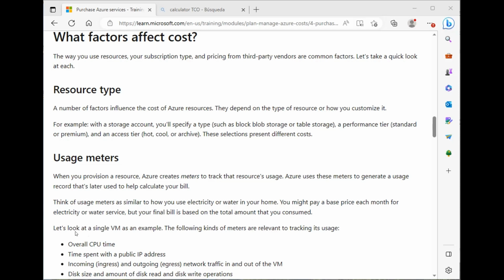Let's look at a single virtual machine as an example. The following kinds of meters are relevant to tracking its usage.